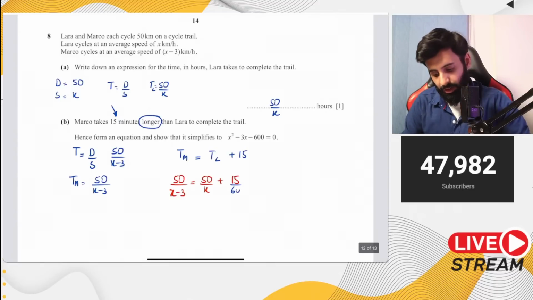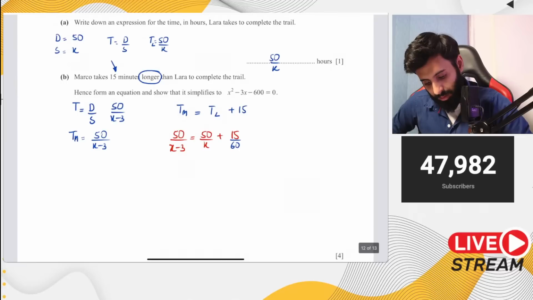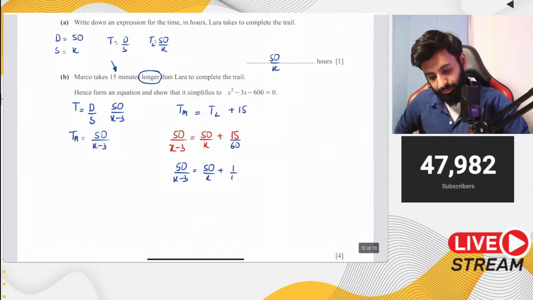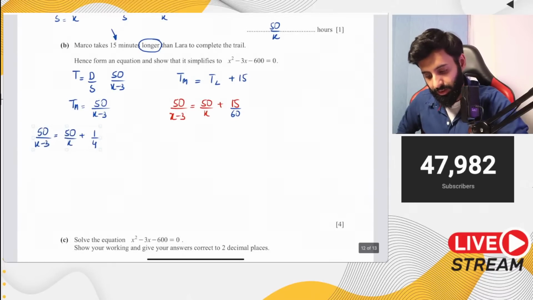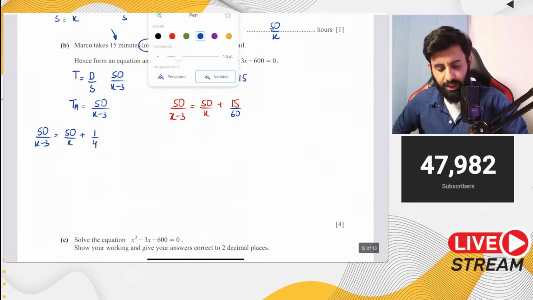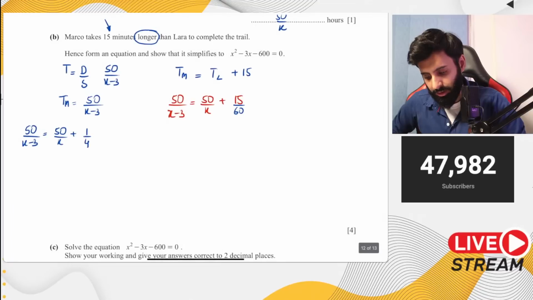Now, 50 upon x minus 3 equals 50 upon x plus 1 upon 4. Now what are you going to do? You're going to get everything on the left hand side. Basically, you'll take LCM and cross multiply. Now this isn't right. You have to make sure that you convert 15 into hours. In fact, the whole catch in this question is this.